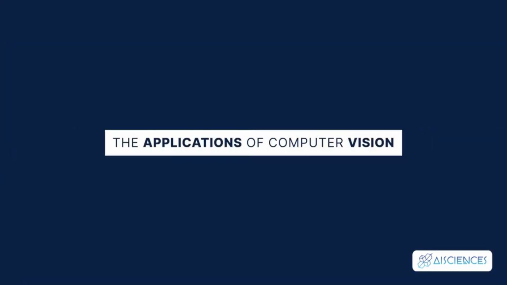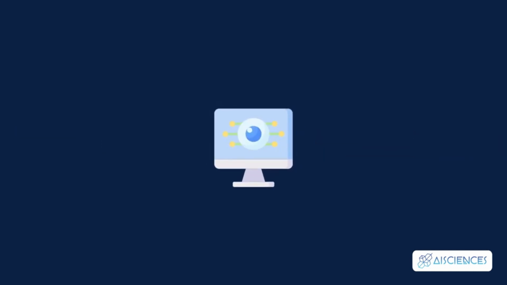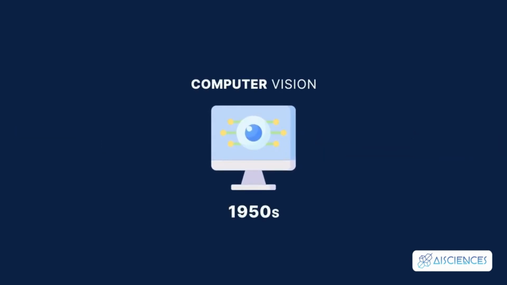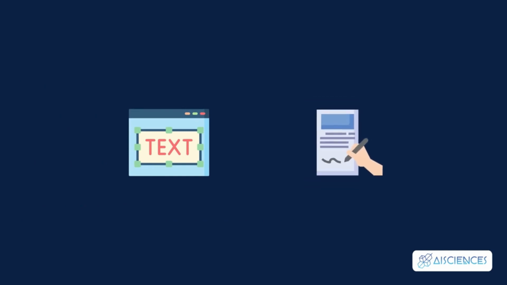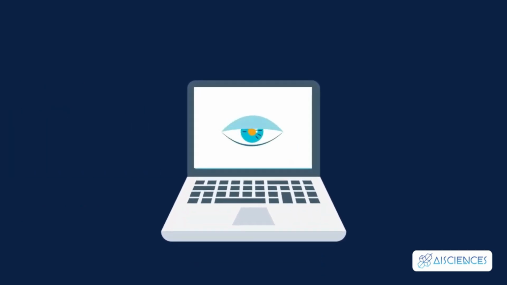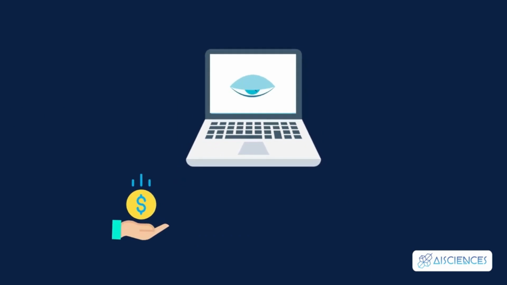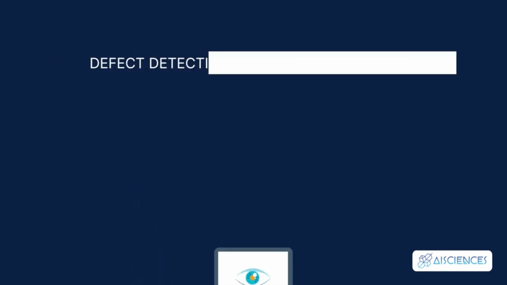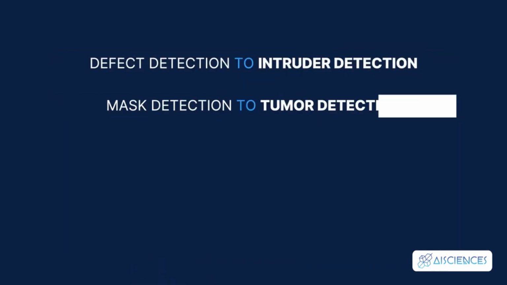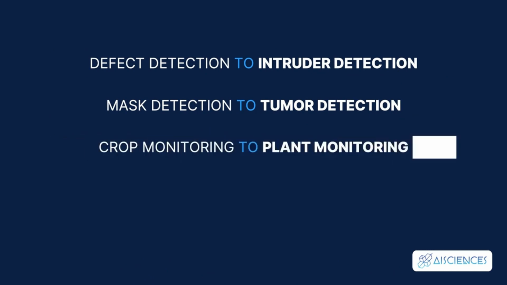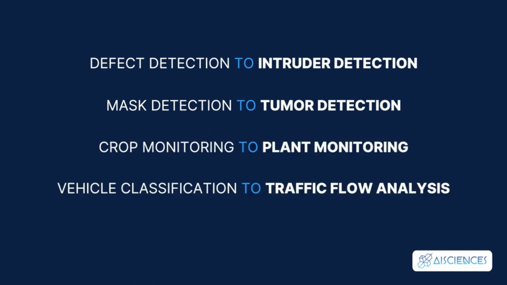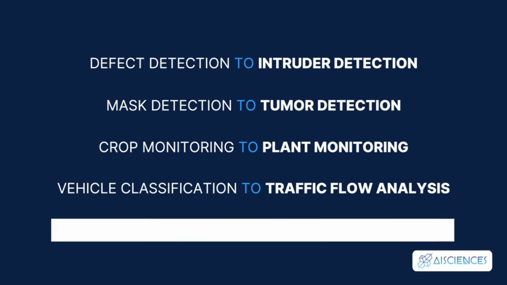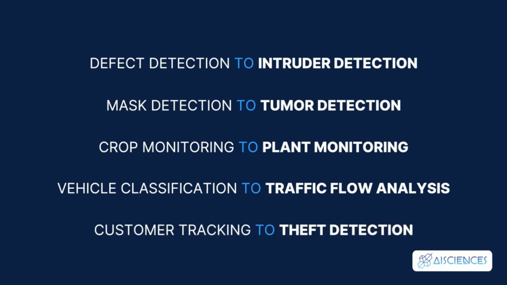The applications of computer vision. The earliest experiments in computer vision began in the 1950s. Computer vision was, however, first put to commercial use only in the 1970s to differentiate typed text from handwritten text. But today, computer vision is a reliable and mature technology that generates huge cost savings and saves time, from defect detection to intruder detection, mask detection to tumor detection, crop monitoring to plant monitoring, vehicle classification to traffic flow analysis. And from customer tracking to theft detection, the applications of computer vision are truly varied.